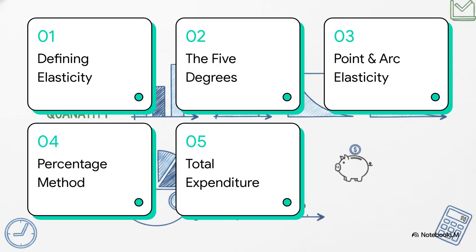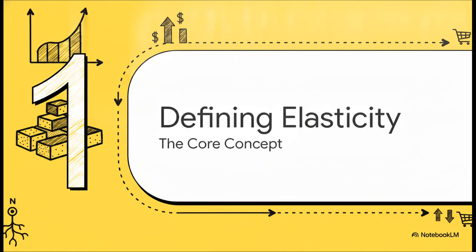Here's our roadmap for this explainer. We're going to hit defining elasticity, the 5 degrees, point and arc elasticity, the percentage method, and finally, the total expenditure method. All right, let's jump straight into section 1, defining elasticity, the core concept.